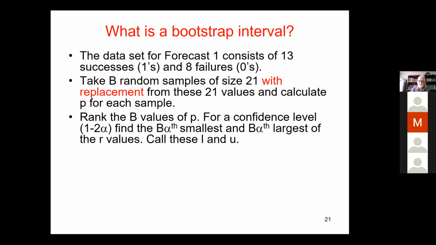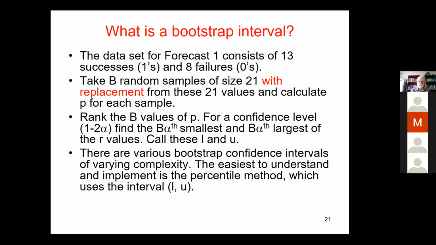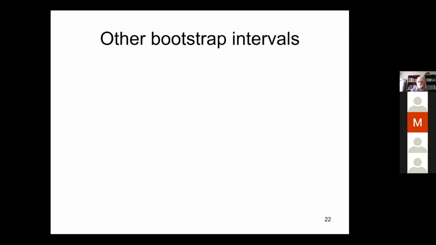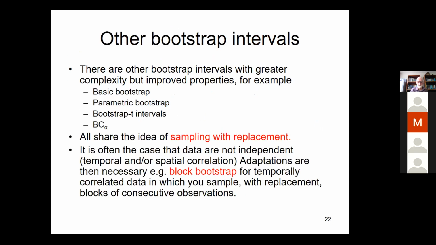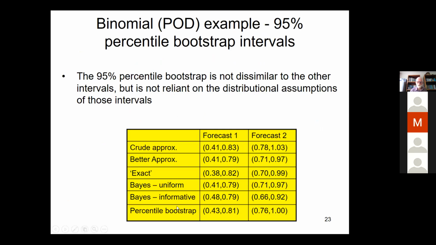And for a confidence interval, this is a bootstrap interval. For a bootstrap, for confidence level 1 minus 2 alpha, I find the B alpha smallest and the B alpha largest. So if B was 1,000, then I would look for the 25th smallest and the 25th largest. And those two things would define the endpoints of my bootstrap interval. That's on that slide. There's my bootstrap interval, and you can see that it's actually very close to what we had before in using other methods.